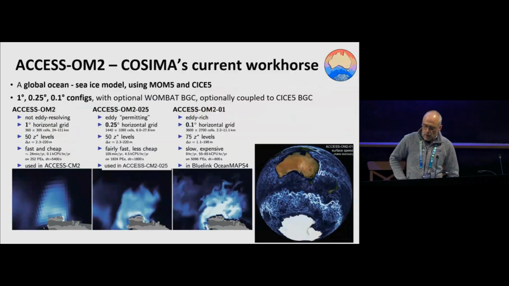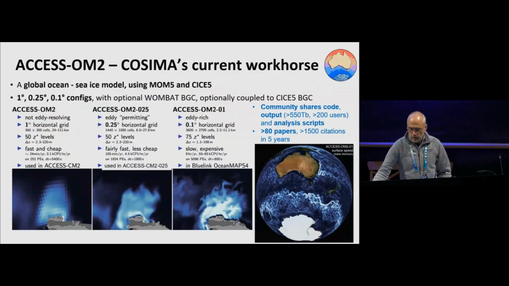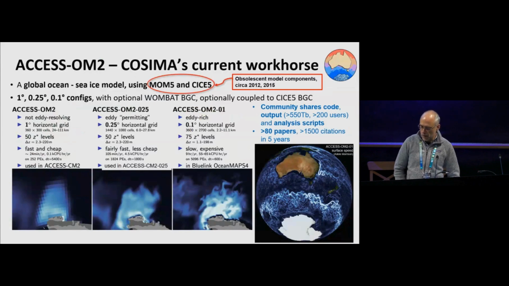So ACCESS OM2 is the current workhorse we've got in COSIMA. As I said, it's the ocean sea ice part of ACCESS CM2 and ACCESS CM2 025, and it uses MOM5 and SICE5. And we've had a big community grow up around this model. And in the last 5 years, over 80 papers have come out on the back of it, so there's a lot of momentum behind it.